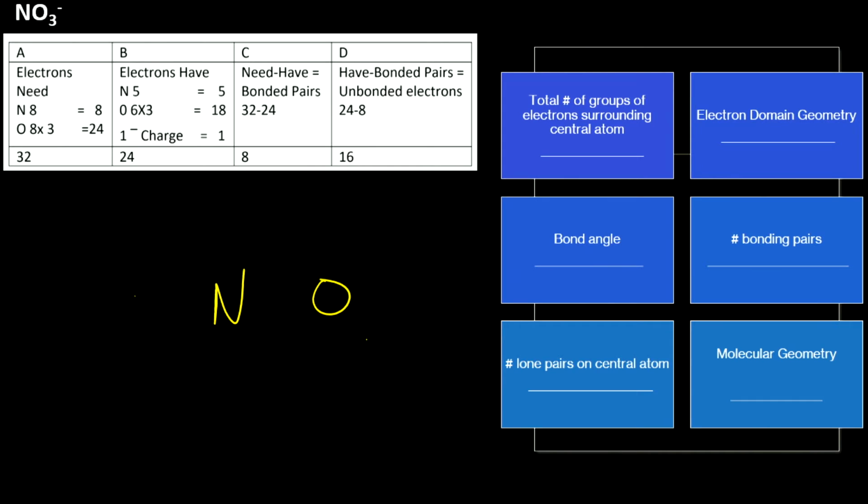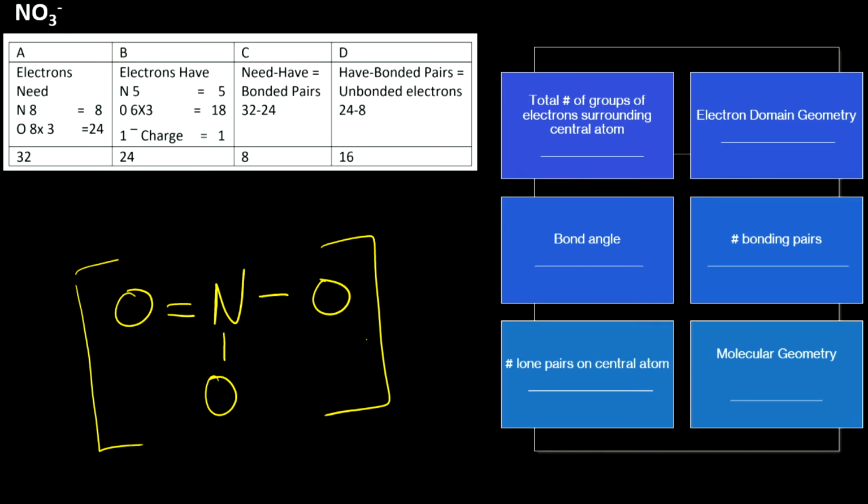So we'll put our oxygens here. It means that we're going to have a double bond. This is also a polyatomic ion, so it has to have a square bracket with a negative charge. Looking at column D here, we see that we have 16 unbonded pairs of electrons. Right now, our nitrogen is good.